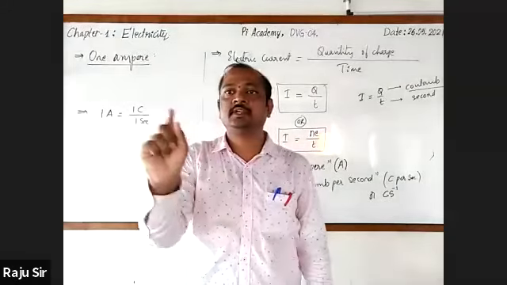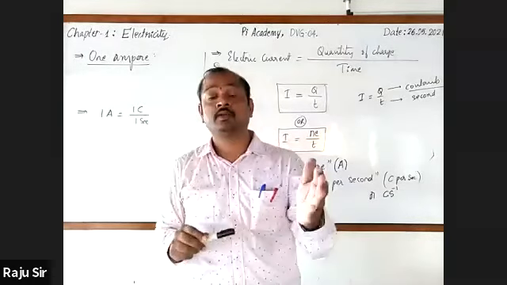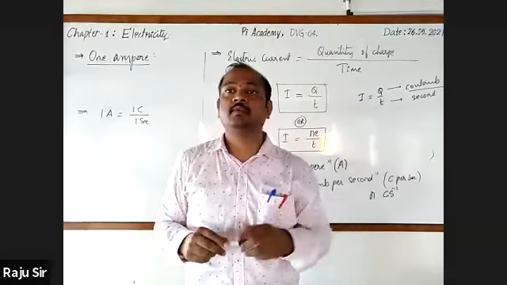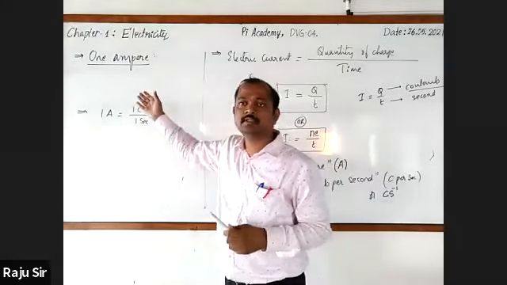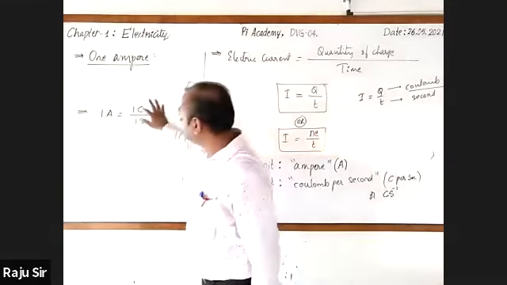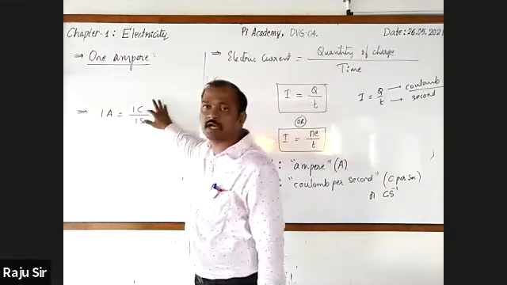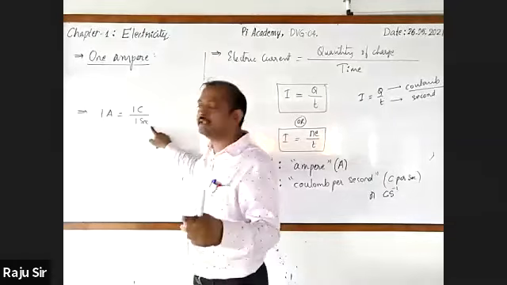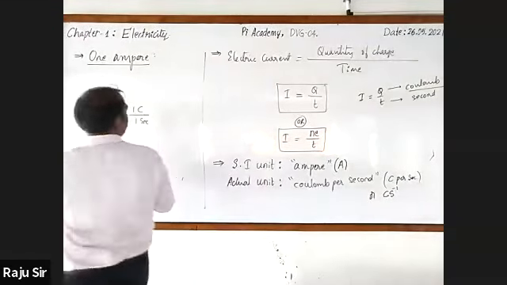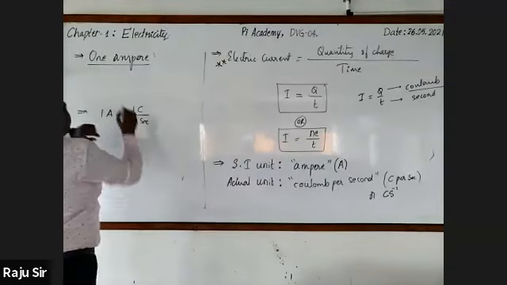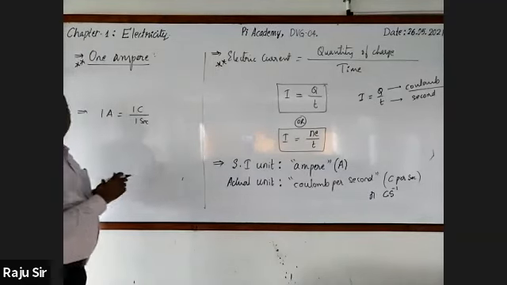Yes, sir. In the examination, they may ask you the question directly like this: define 1 ampere. Define the SI unit of current. For both, it is the same. The current flowing in the conductor is said to be 1 ampere if 1 coulomb of charged particles pass through any cross section of the conductor in 1 second. So write the definition, put a star mark for this, and give a formula also.